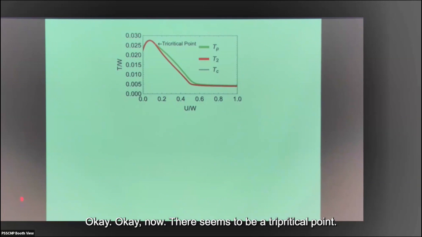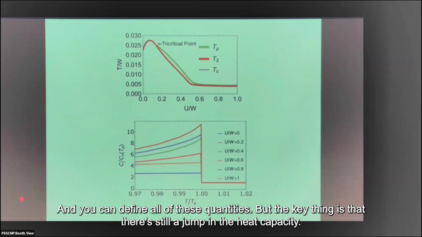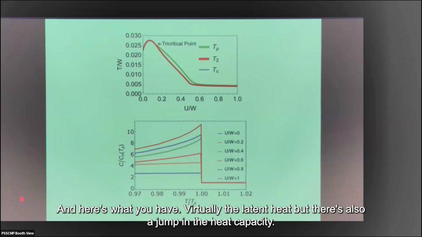Okay, now, there seems to be a tricritical point, and you can define all of these quantities, but the key thing is that there's still a jump in the heat capacity. Even in this kind of transition, the heat capacity will at least differ between the two phases, and here's what you have. Don't you get the latent heat instead? There will be a latent heat, but there's also a jump in the heat capacity.